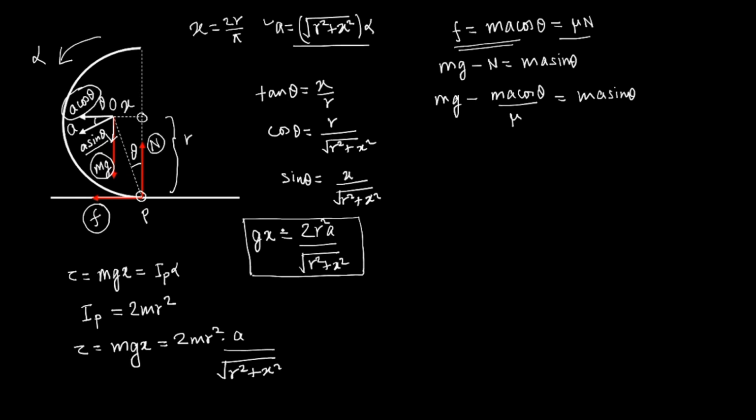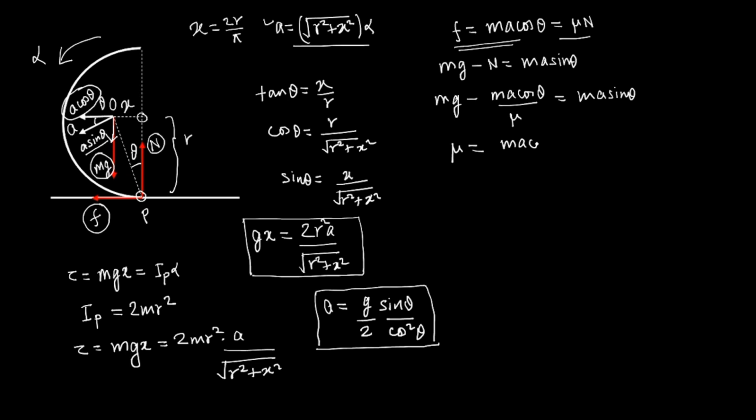So if you use these values over here, you will get a is equal to g by 2 sin theta upon cos square theta. This is the relation between a and g. Now if you rearrange everything, you get mu is equal to m a cos theta upon mg minus m a sin theta. This is the limiting case.